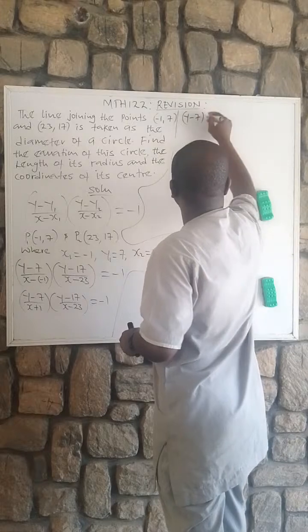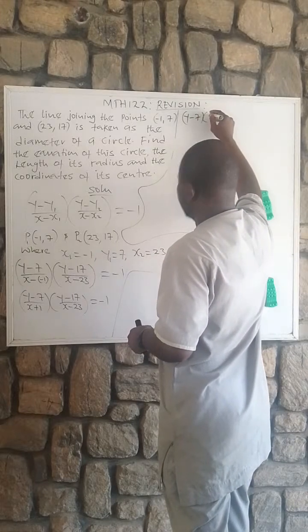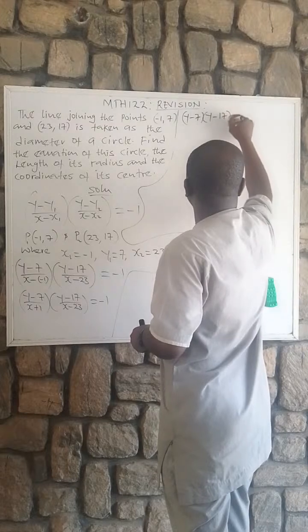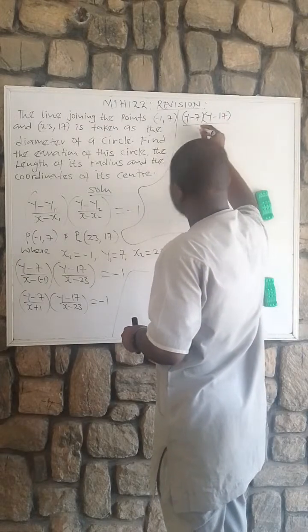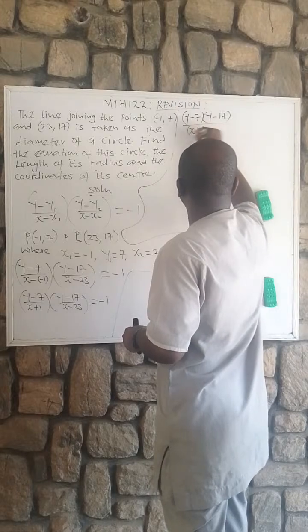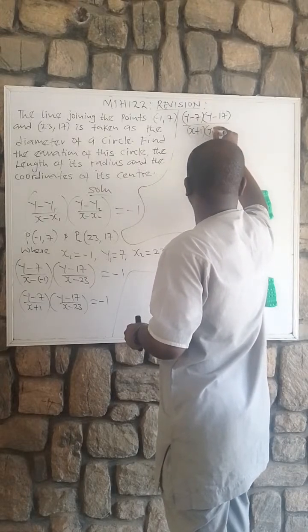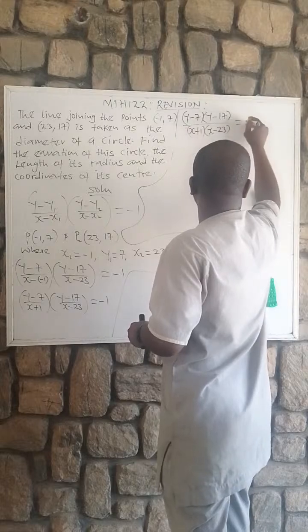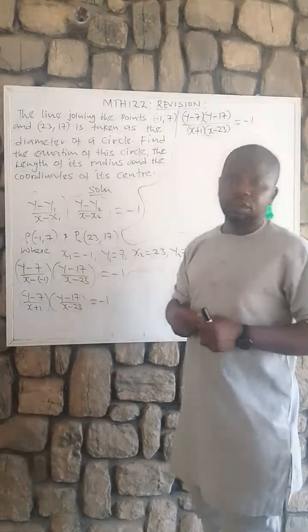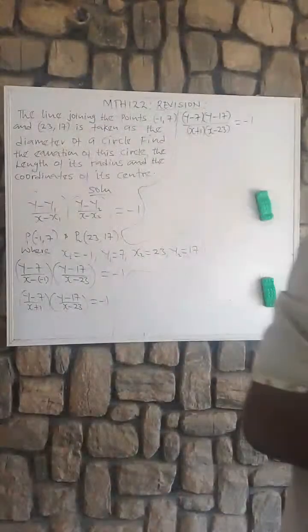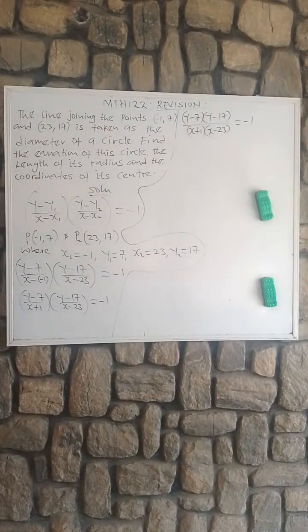7 times y minus 17 all over x plus 1 times x minus 23 equals to minus 1. True or false? Hope you are following. True or false? It's true, right? Okay, so far so good.